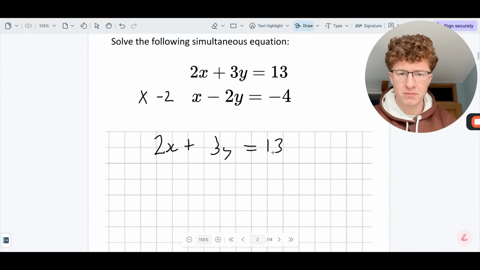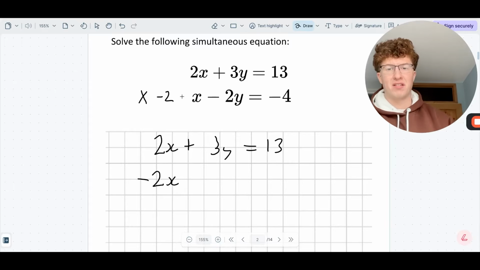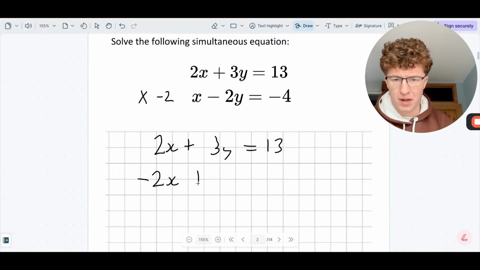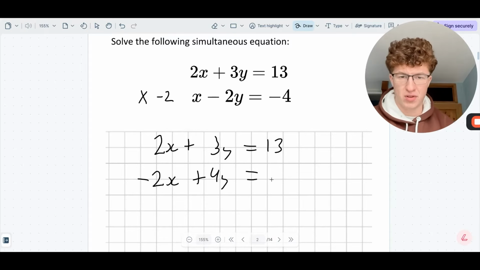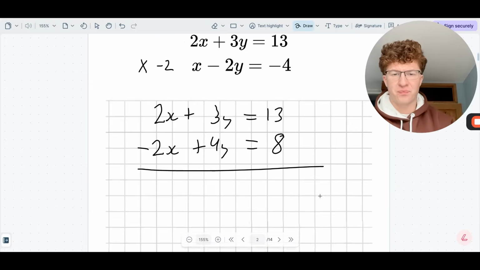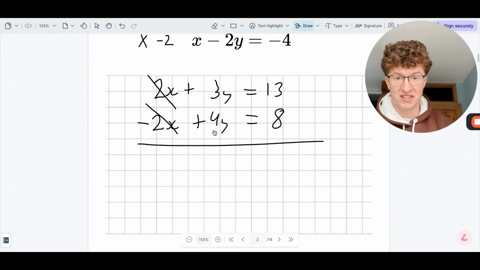is equal to 13. And the bottom one is going to become negative 2x, because we're multiplying it by minus 2. Multiply minus 2y by minus 2, we're going to get a plus 4y is equal to minus 4 times minus 2 is going to give us 8. Now, we're going to add these together. The 2x's are going to cancel.